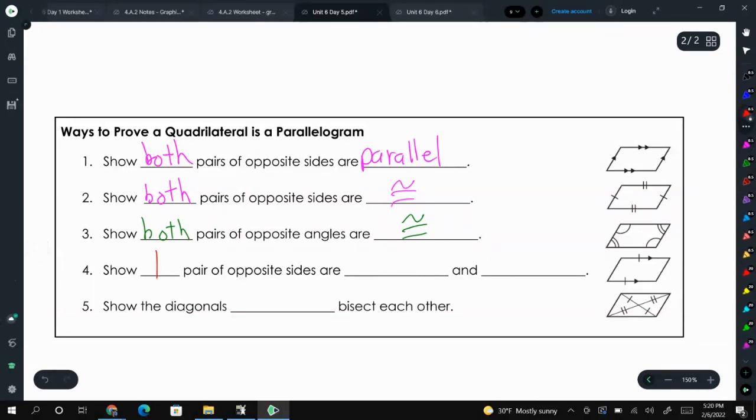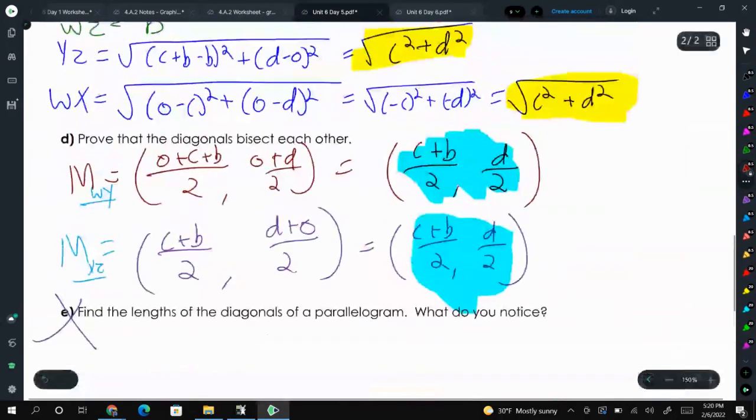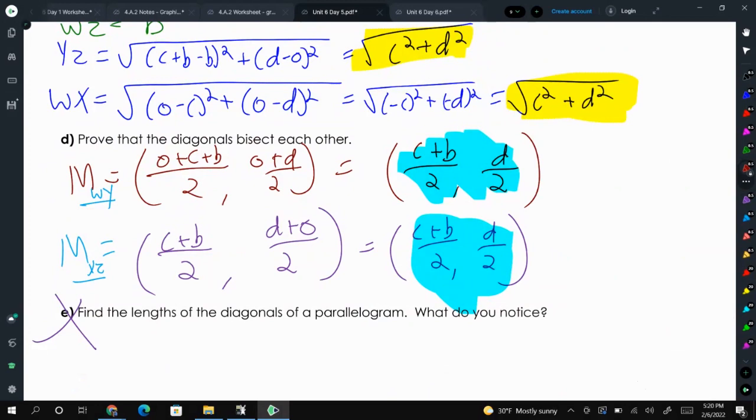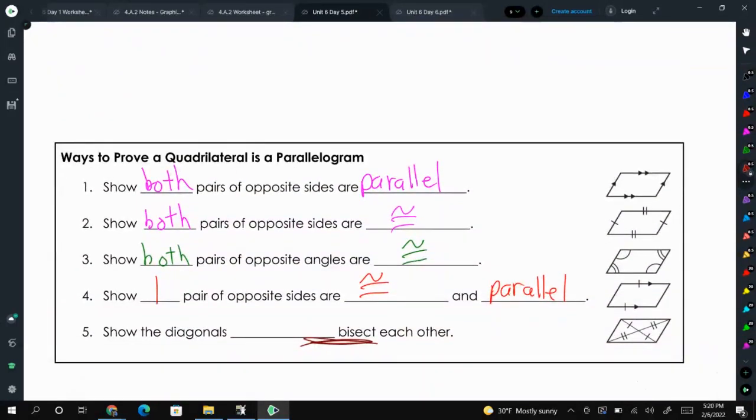You could show that one pair of opposite sides are congruent and parallel. So you could find the slope of one pair of opposite sides and the distance of one pair of opposite sides. And if they're the same, then it's a parallelogram. But my favorite is show that the diagonals bisect each other. That's using the midpoint formula. And the midpoint formula is easy for us to do. And that's what we did right here in letter D. That did not take much work at all. We just had to do 2 calculations. And if they have the same midpoint, then it is a parallelogram.